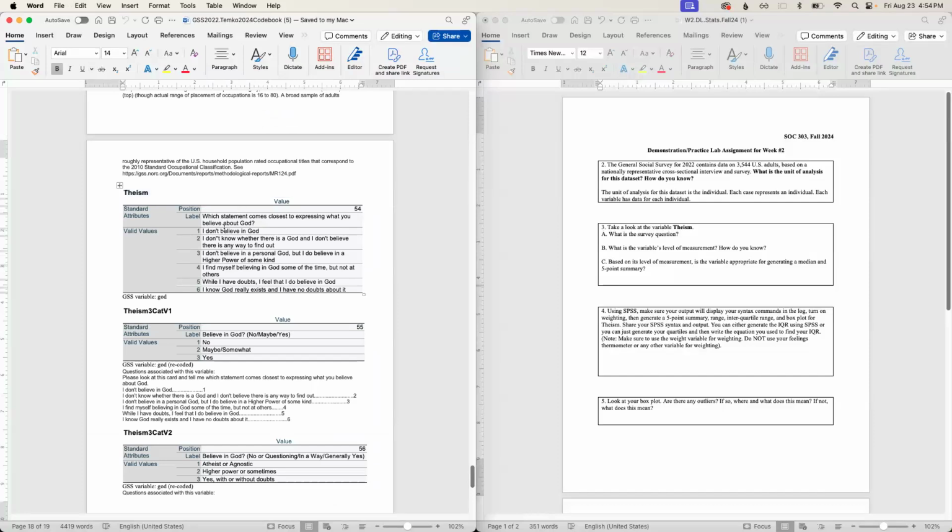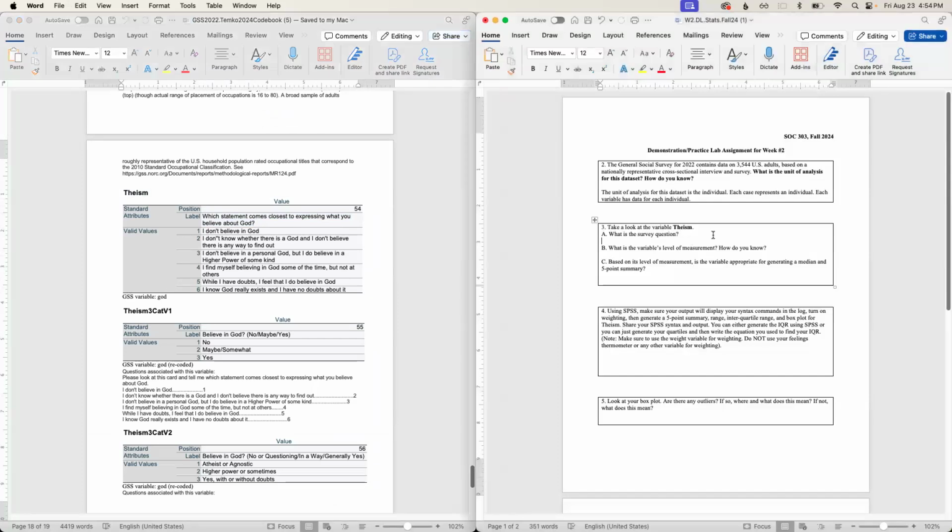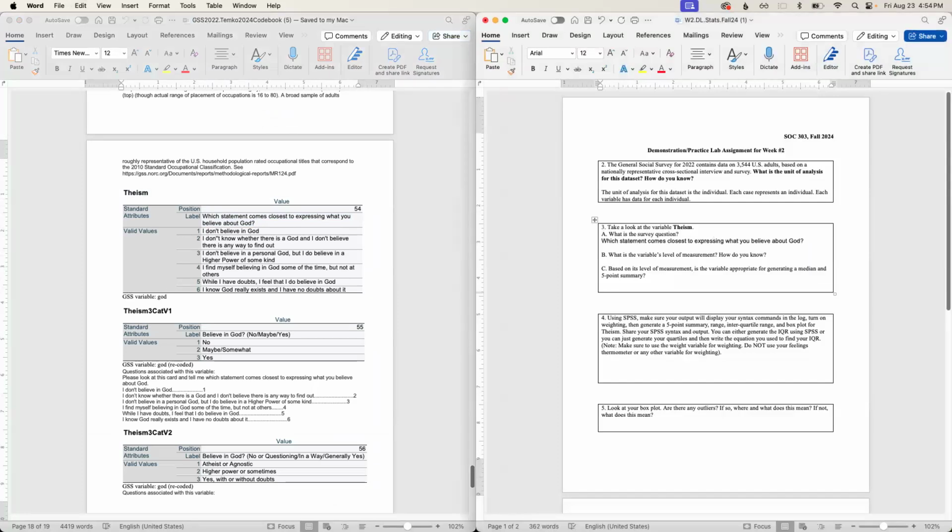So it says, what is the survey question? Okay, and so this was the survey question. This came from the GSS. The original variable in GSS was named God. I renamed it here theism. But the survey question was, which statement comes closest to expressing what you believe about God?